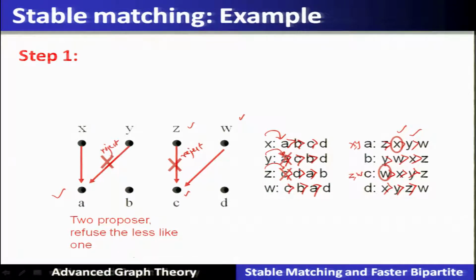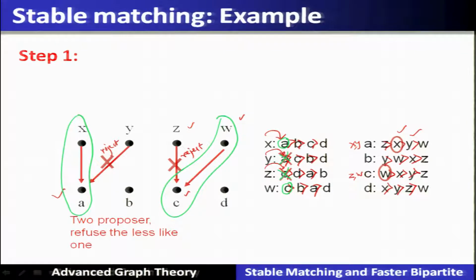In iteration number 1, or step number 1, A has accepted X. This is accepted in step number 1, and C has accepted W. Y will get a rejection from A, and Z will also get a rejection from C. So here, C and A have accepted.